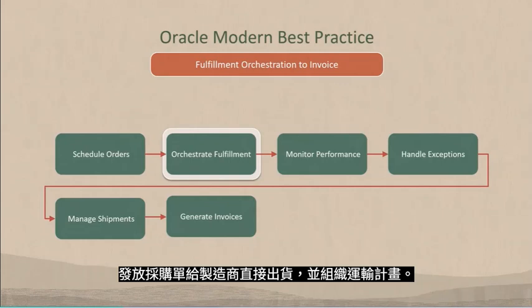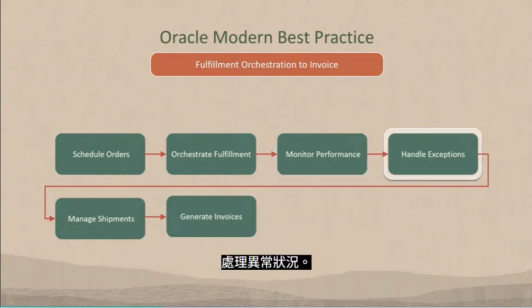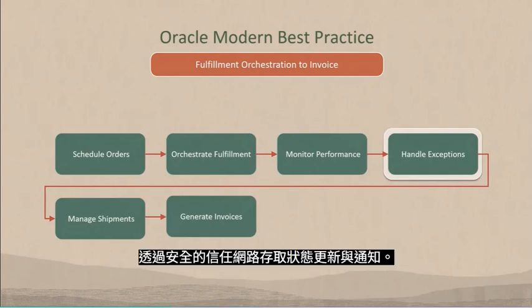Monitor performance. Review the key operation metrics through dashboards and adjust fulfillment strategies to ensure optimized demand performance. Manage exceptions. Access status updates and notifications through a secure, trusted network. Manage and schedule back orders using a dashboard. Receive recommendations for addressing supply disruptions in line with the business rules.